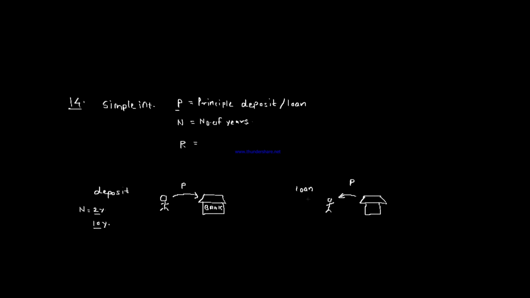And in case of a loan, I will make a promise to the bank. Bank, you gave me the loan, I am very thankful to you. So I am promising you that I will repay your loan, I will clear your loan within 5 years. So here I am making this promise to the bank, that in this many years I am going to clear the loan. So that we will consider as N from the loan point of view.